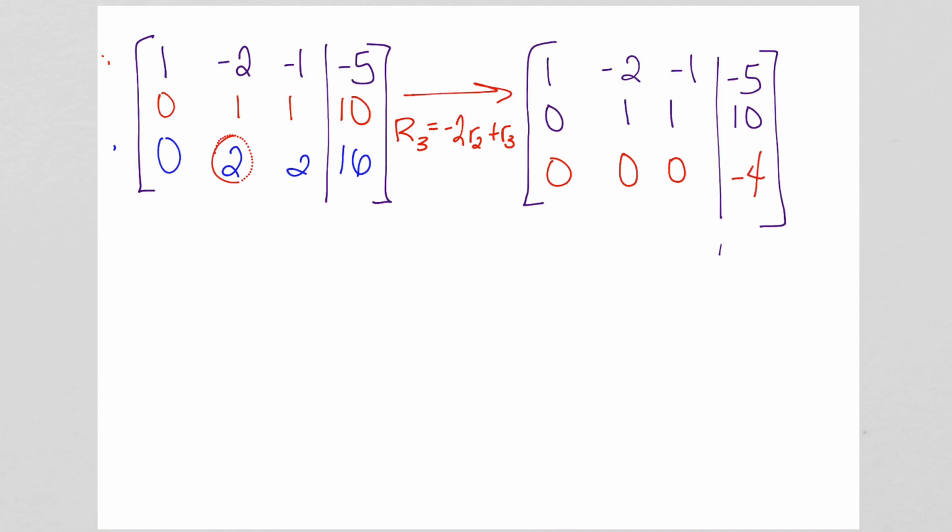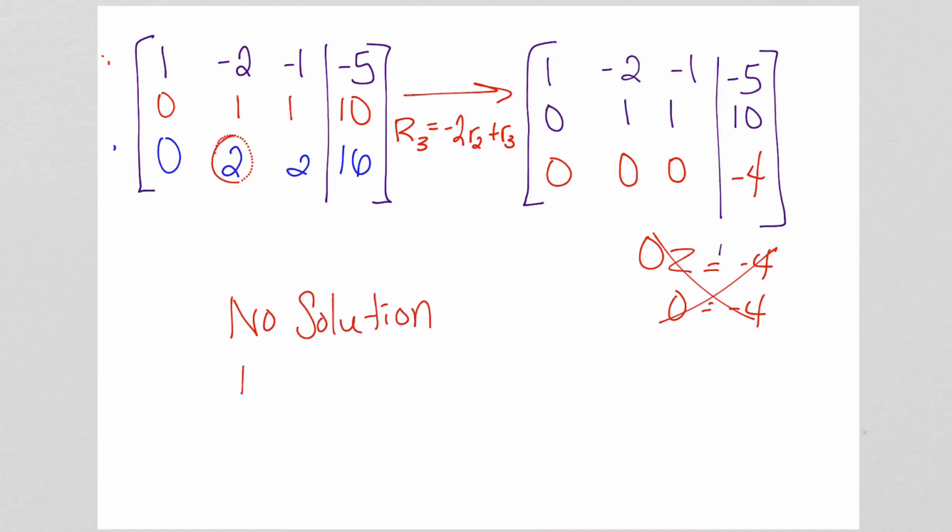This is a problem. On the last one, we got zeros all the way across. That is okay. That means we have a dependent system. When we don't have zeros all the way across, this would tell us that 0z equals negative 4, or 0 equals negative 4. That's not possible. So that means that this system has no solution, and we call it an inconsistent solution or system.